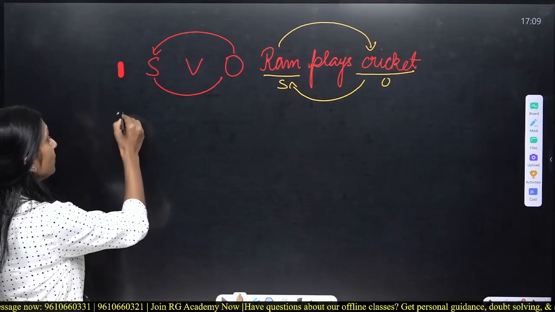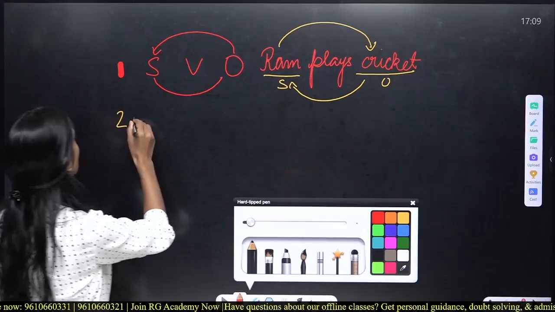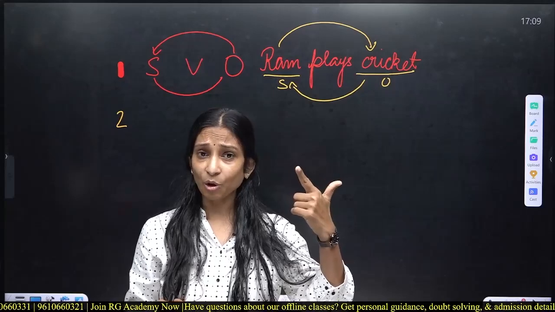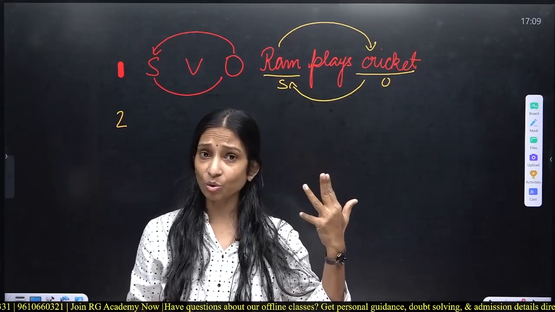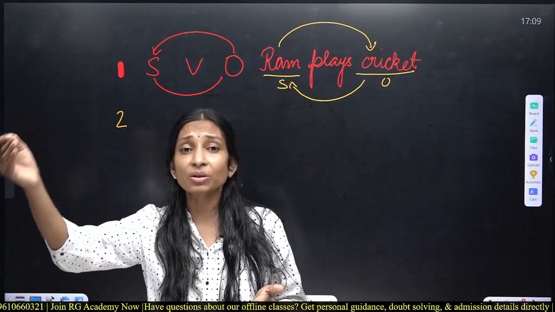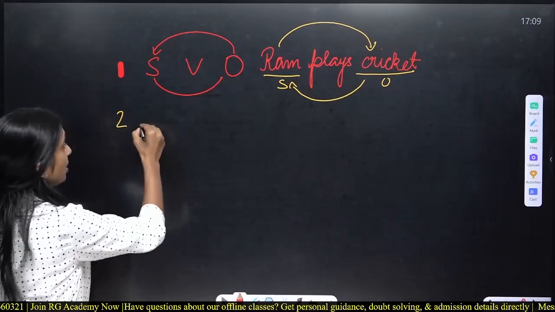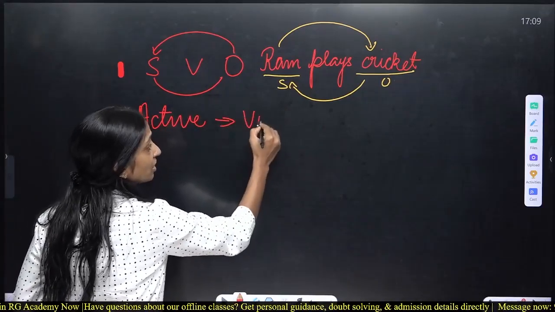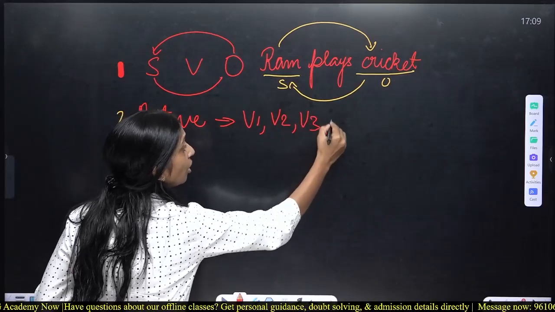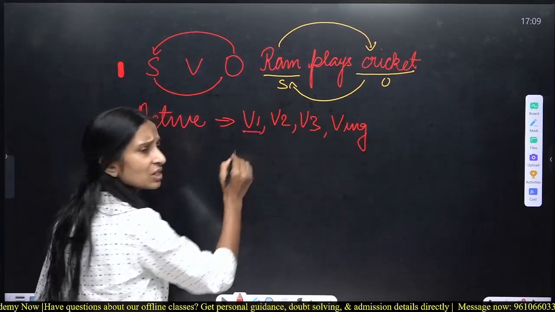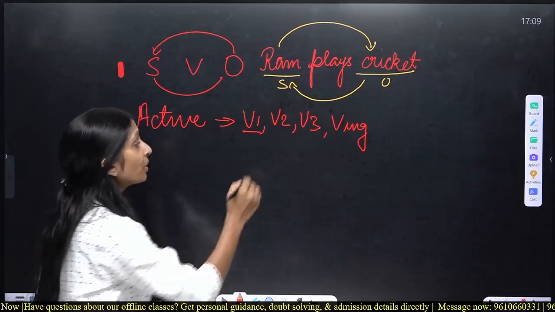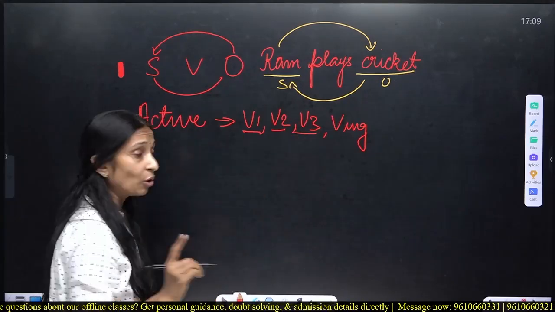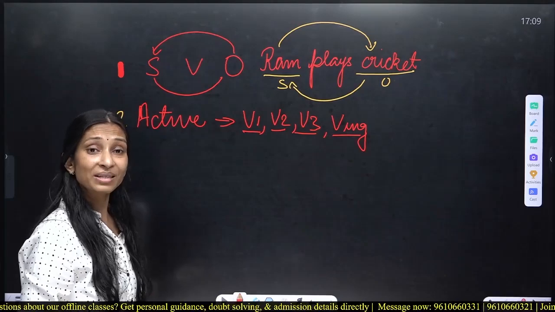Let us see the second rule, children. The second rule says, whenever we are changing a sentence from active to passive, the verb's first form, second form, third form or ing form, which is also known as present participle form, always goes into the verb's third form. So what I mean to say is, in an active sentence, you can use the verb's first form, second form, third form or ing form, right? The verb's first form is also known as root form or base form. The verb's second form is known as past form. The verb's third form is known as past participle form, and the verb's ing form is known as present participle form, right?